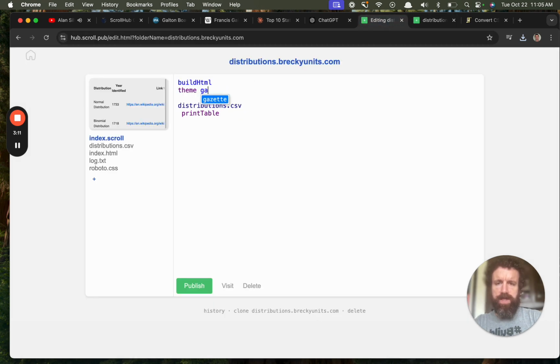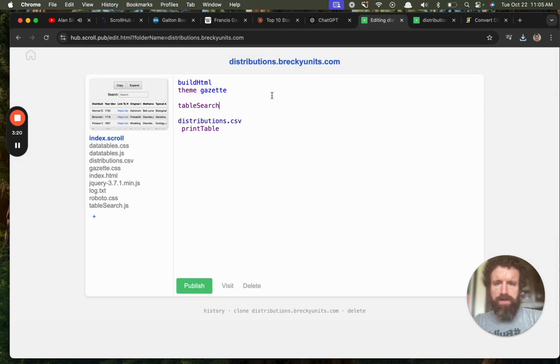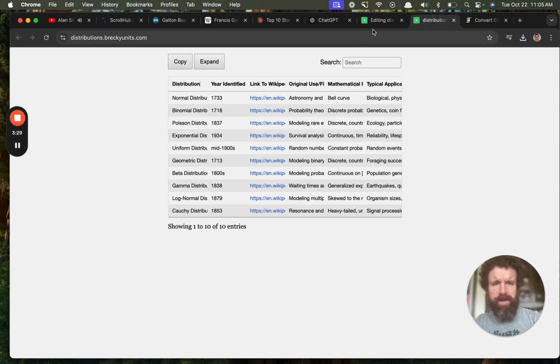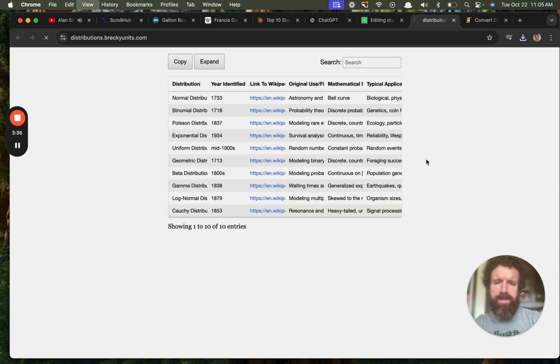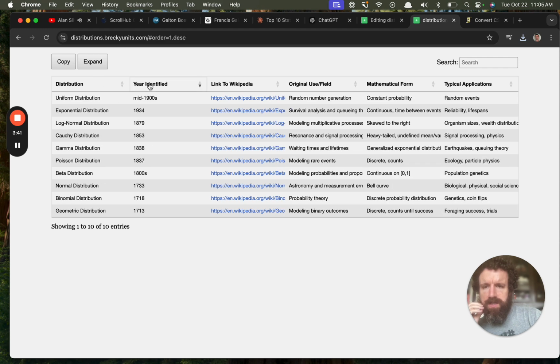Let me change the theme to Gazette, and let's add table search here. Oh, that's a little too wide. Let's make it 600 pixels. Oh, that's a little too narrow. Let's do 800, or let's just do a standard container. I think 1200 is the standard there. Okay, there we go. So we got the normal, let's sort.